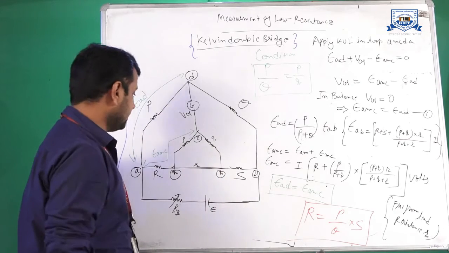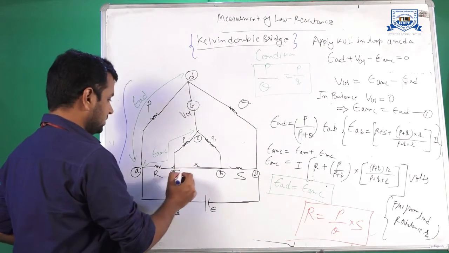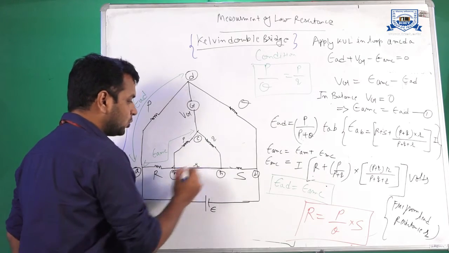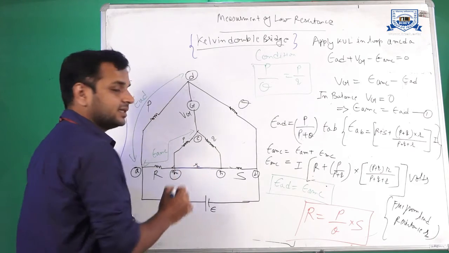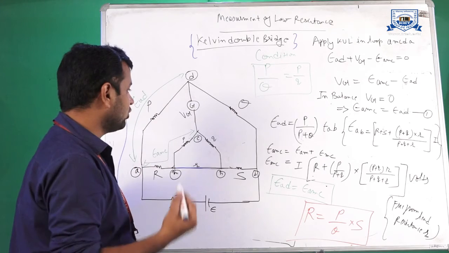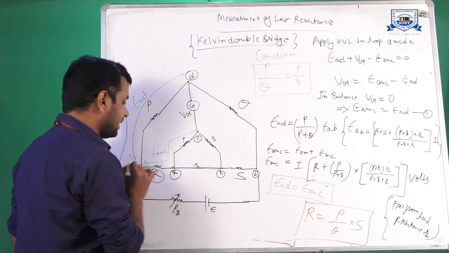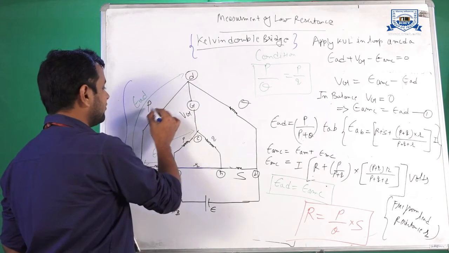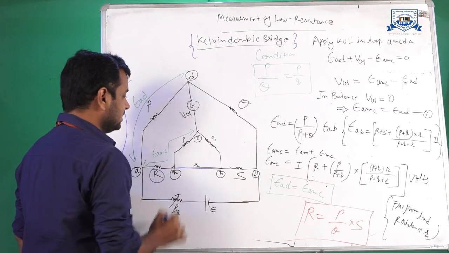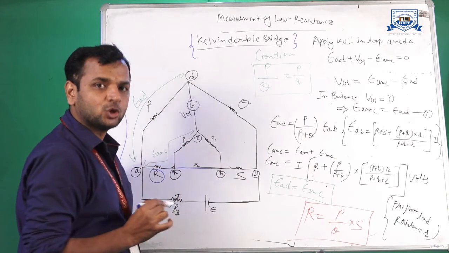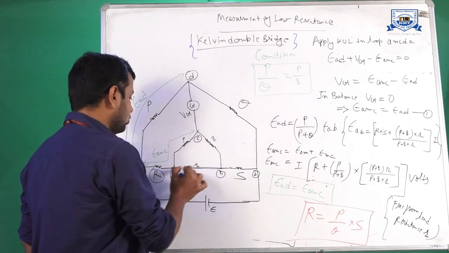You can see here this is our lead resistance, small r, that we need to ignore from the value of the unknown resistance. So our unknown resistance is capital R here. Okay, these are our known resistances P, Q, R, S, and we have considered two resistances, small p and small q, for ignoring this lead resistance from the final equations.